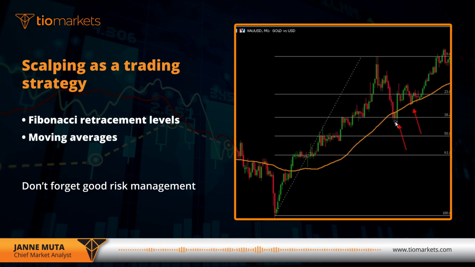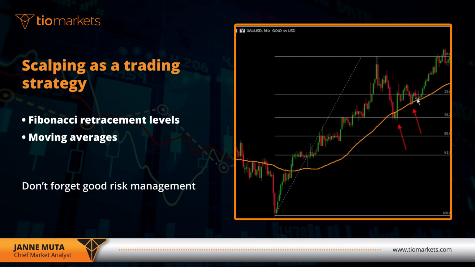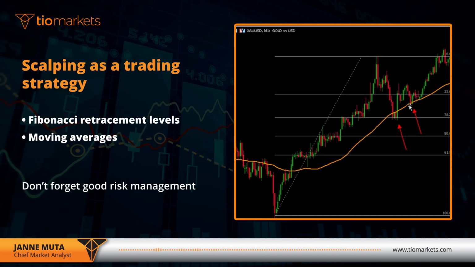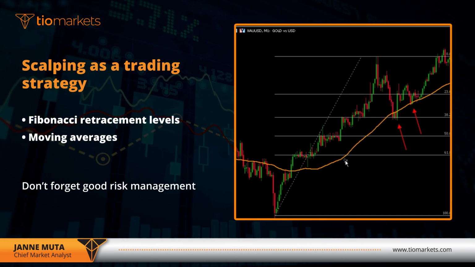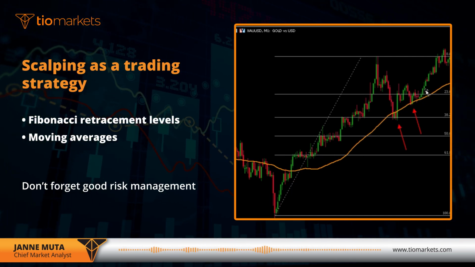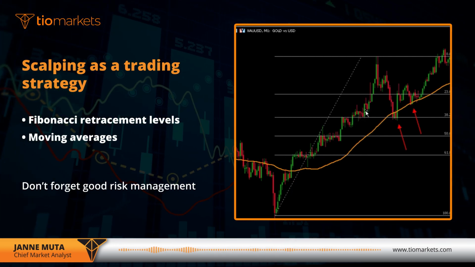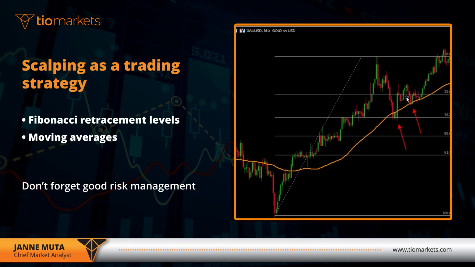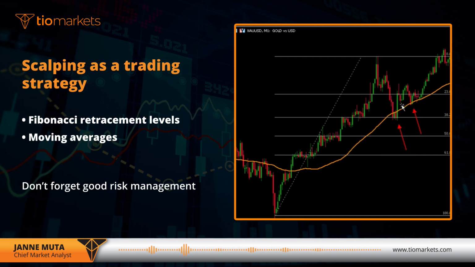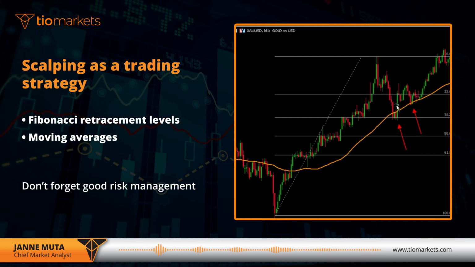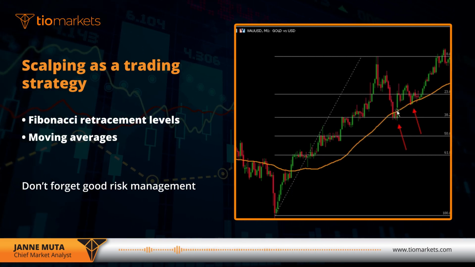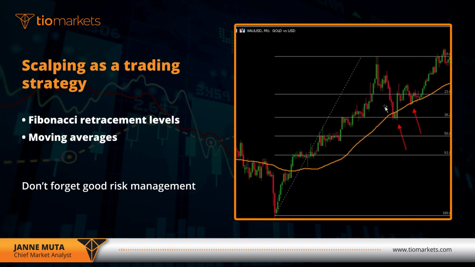Then when the price retraces, there's an opportunity to buy at the moving average. The moving average is bullish, it's pointing higher, and the price action is mainly staying above the moving average. So we have a bullish setup here, which makes sense, and in which environment it makes sense to look for buy opportunities.